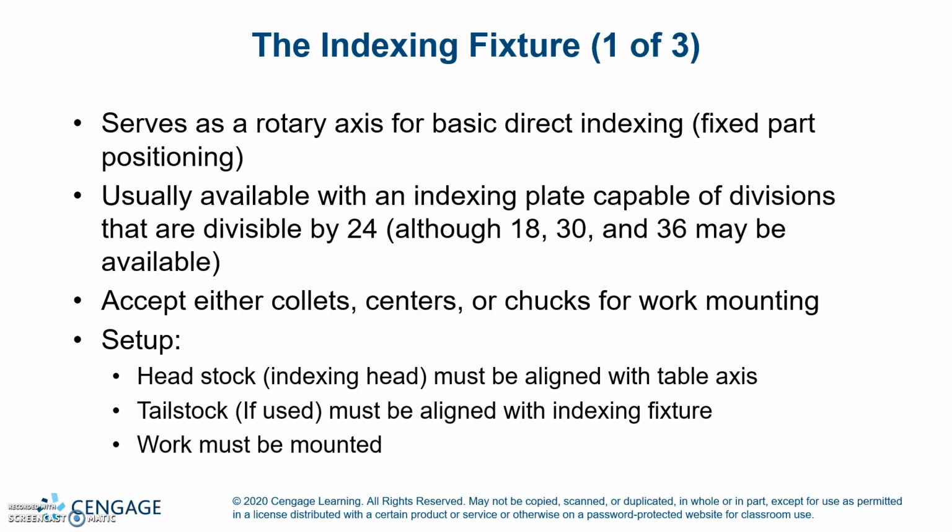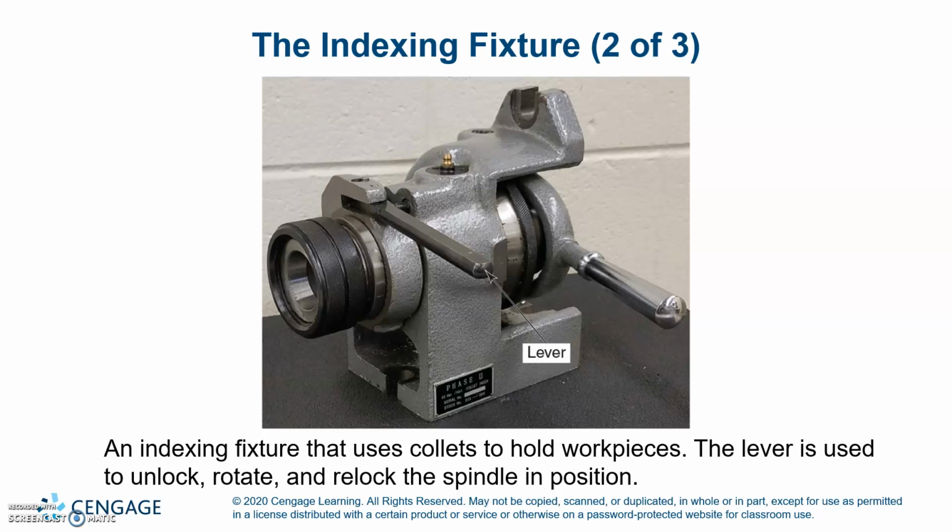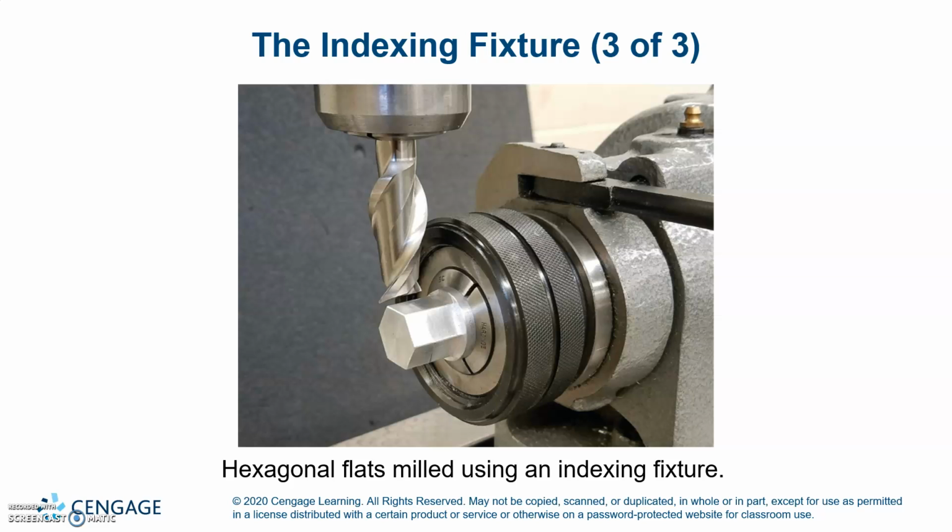And setup: the headstock indexable head must be aligned with the table axis. Tailstock, if used, must be aligned with the indexing fixture, and work must be mounted. An indexing fixture that uses collets to hold workpieces, the lever is used to unlock, rotate, and relock the spindle in position. Hexagonal flats milled using an indexing fixture.